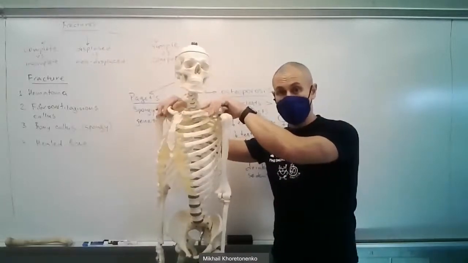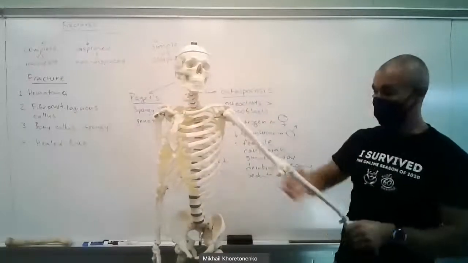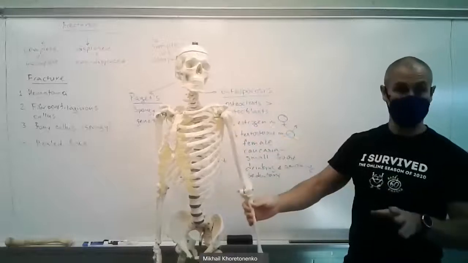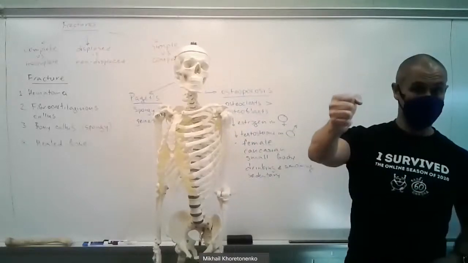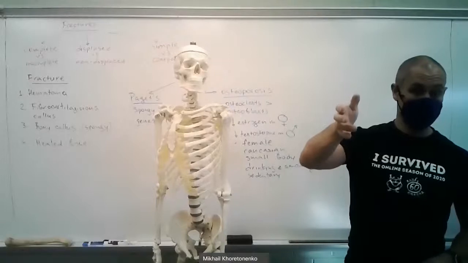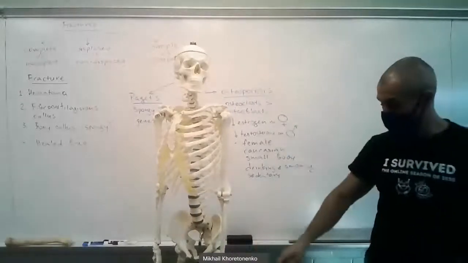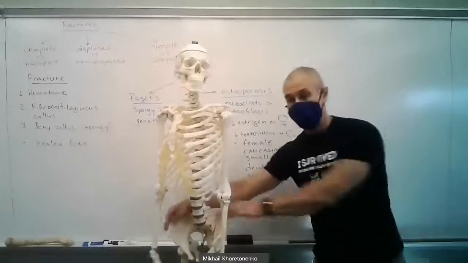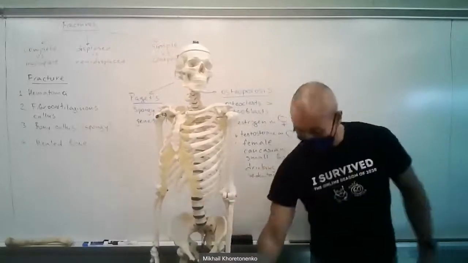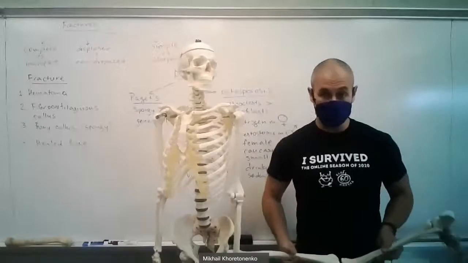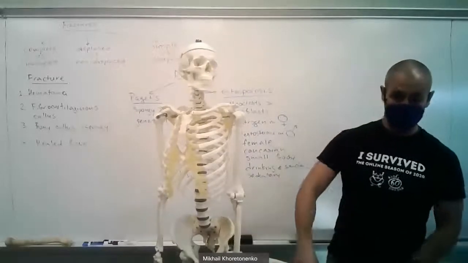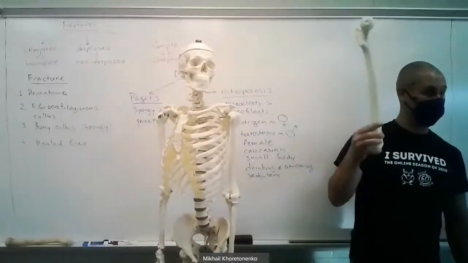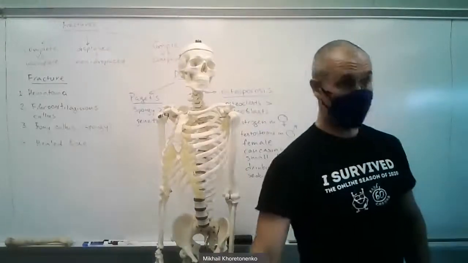Pectoral girdle, large bones of the arm will be disarticulated. They will be shown individually. Am I clear? Same is true for lower limbs and pelvic girdle. Pelvic girdle will be disarticulated. Large bones of the leg, like fibula, tibia, femur, will be disarticulated. So you will see something like that on the exam. So far, I'm making sense?